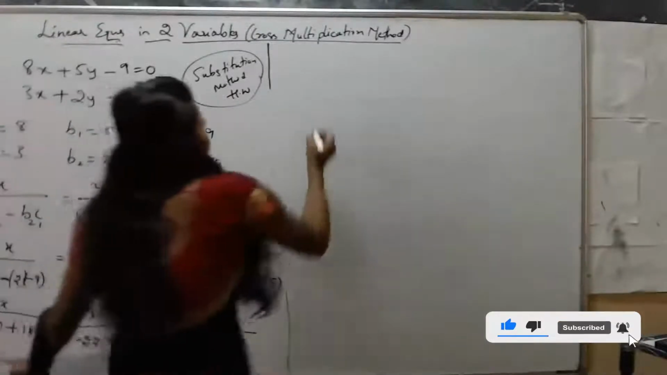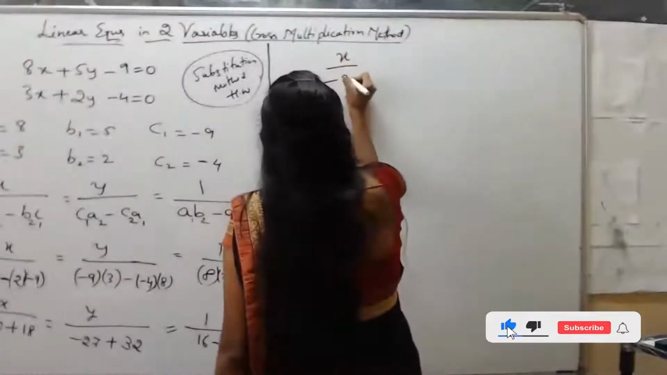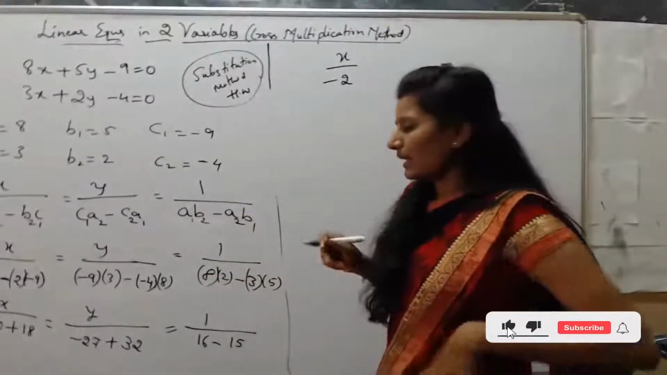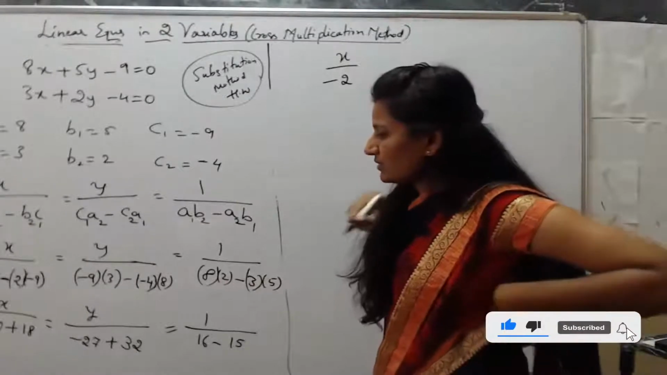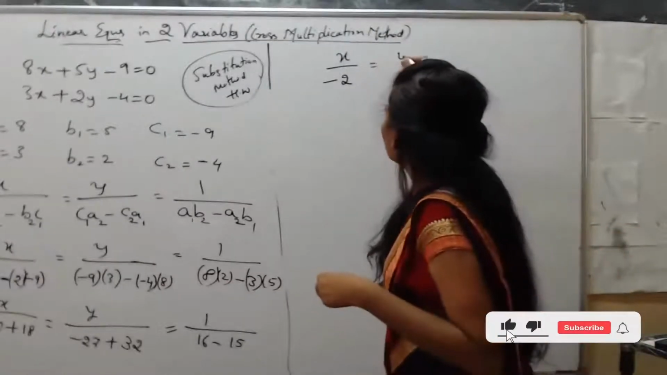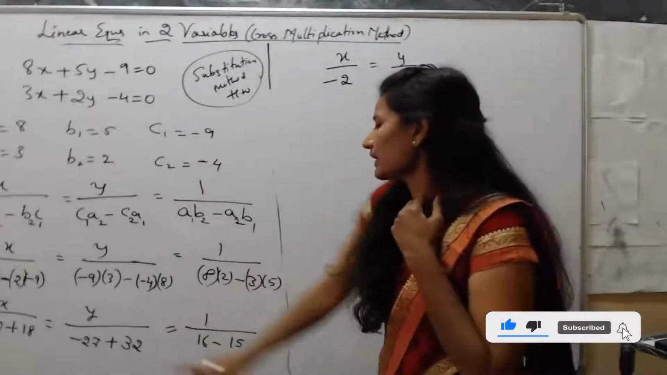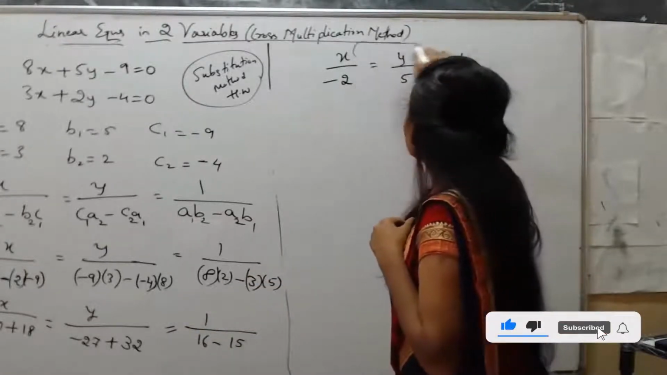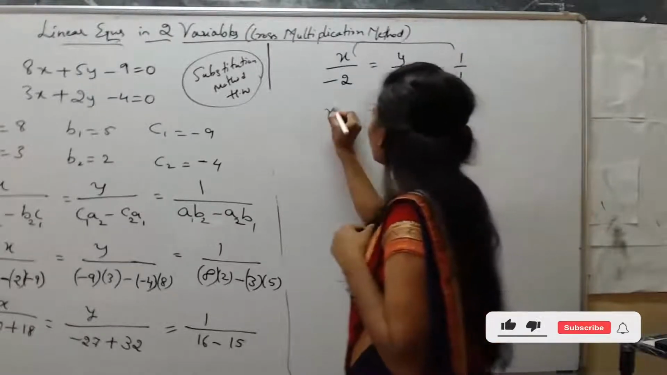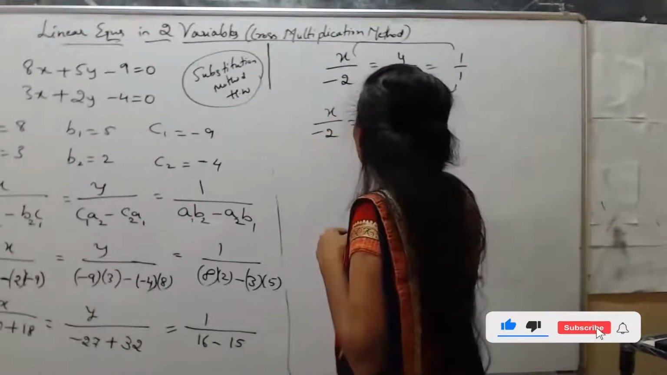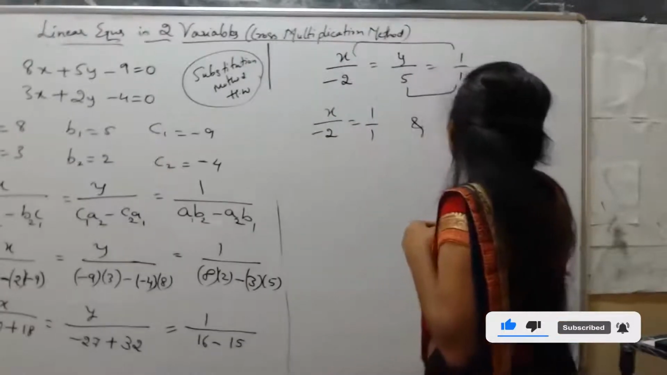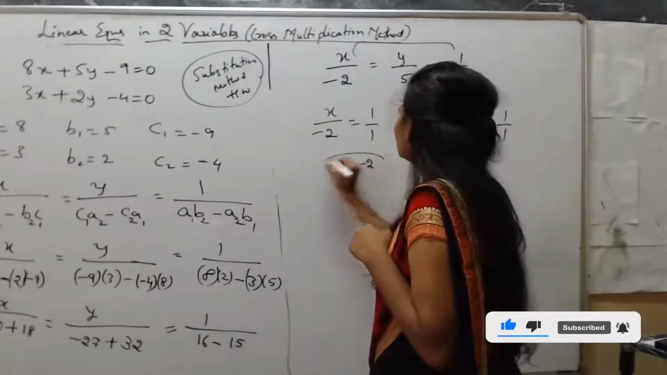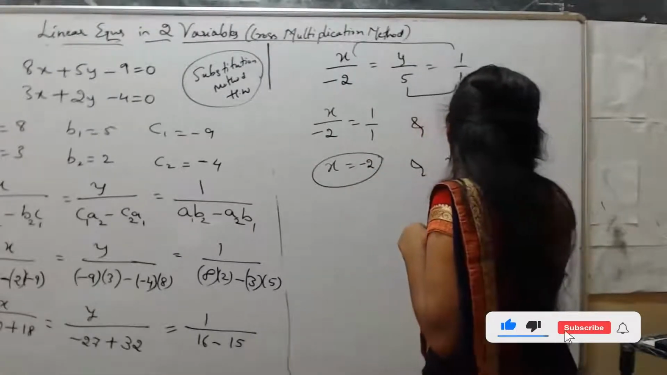Here x is minus 2, because 20 has the highest number symbol, which is minus. So x is minus 2 and y is 32 if you subtract 27, which is equal to 1 by 1. Compare these two: x by minus 2 is equal to 1 by 1 and y by 5 is equal to 1 by 1. Therefore, x is equal to minus 2 and y is equal to 5.